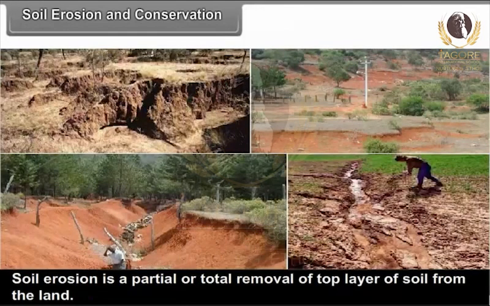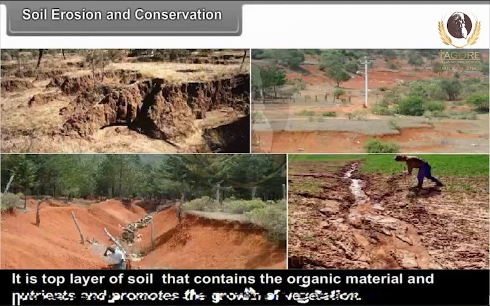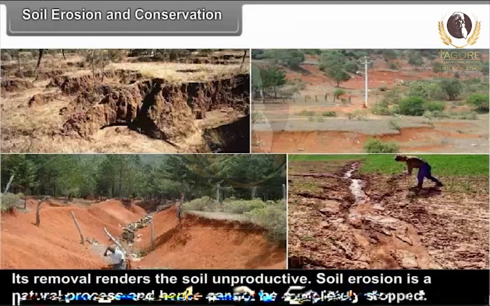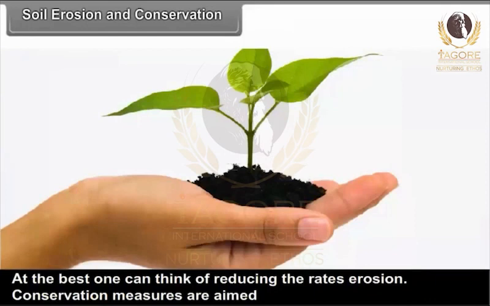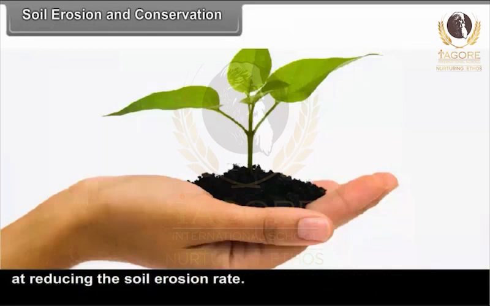Soil erosion is a partial or total removal of the top layer of soil from the land. It is the top layer of the soil that contains the organic matter and nutrients and promotes the growth of vegetation. Its removal renders the soil unproductive. Soil erosion is a natural process and hence cannot be completely stopped. At best, one can think of reducing the rates of erosion. Conservation measures are aimed at reducing the soil erosion rate.